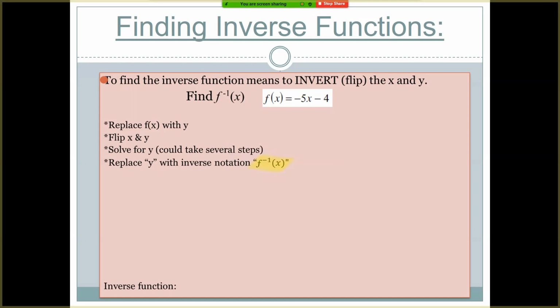So we're going to follow these 4 steps with this problem here. First thing we're doing is taking this f of x out, and we're going to replace it with y. So y equals -5x minus 4. That's step 1. For step number 2, we're going to flip the x and the y. So x equals -5y minus 4. We've just switched it.